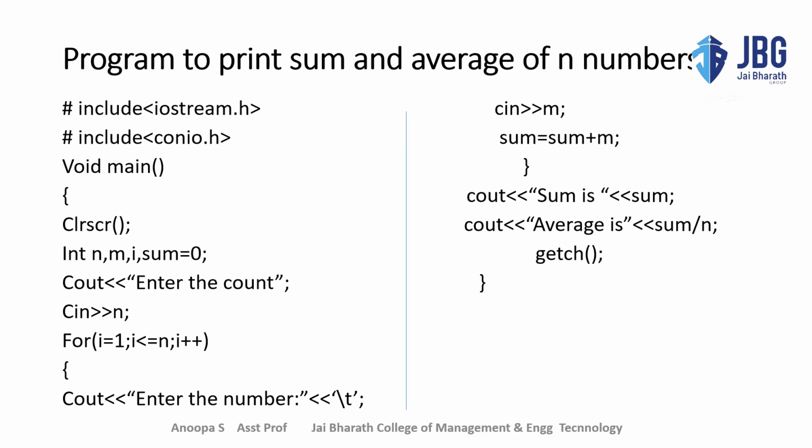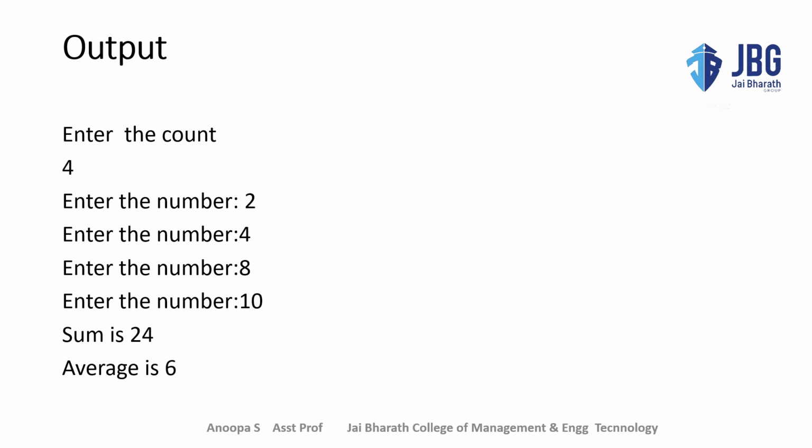So if we run this program in a CPP editor, we get this. Enter the count 4. So enter the number. It will be asked 4 times because we have given it in the loop. So I have given the numbers 2, 4, 8 and 10. So I got the output as sum is 24 and average is 6.